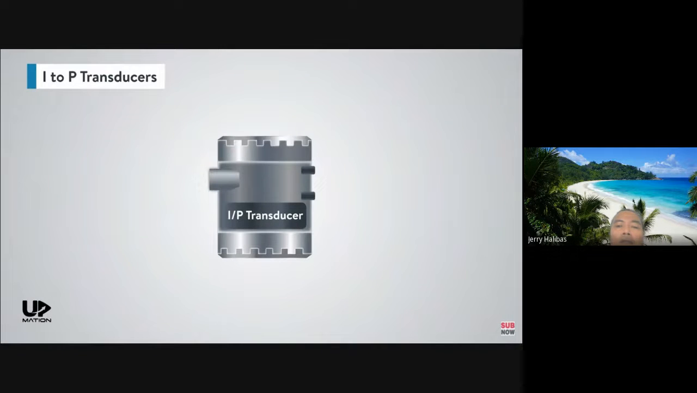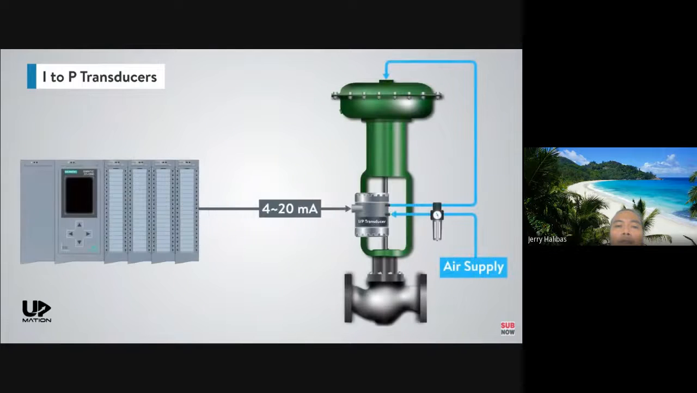The last point is that the standalone I2P transducers can control the valve independently in case that the accuracy is of less importance, meaning that they are not integrated into any kind of positioners and therefore there is no feedback in this case.